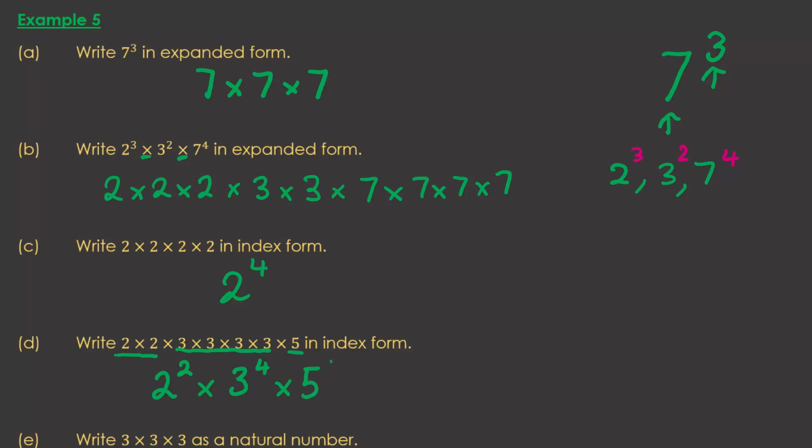Now we don't write 1. When we write 5 to the 1, we instead just write 5. The 1 being here is implied.